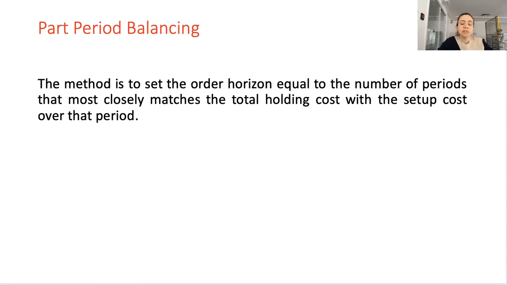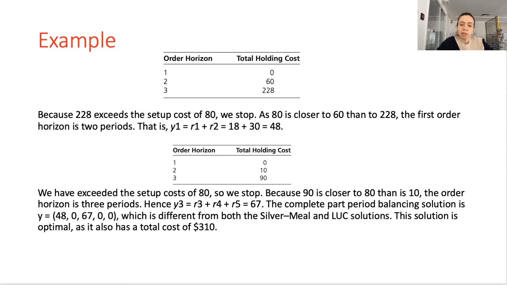And lastly, for these heuristic methods, I will introduce you part period balancing method. In this method, we set the order horizon equal to the number of periods that most closely matches the total holding cost with the setup cost over that period. Let me show you an example. In fact, we will use the same example that we used for the previous methods.